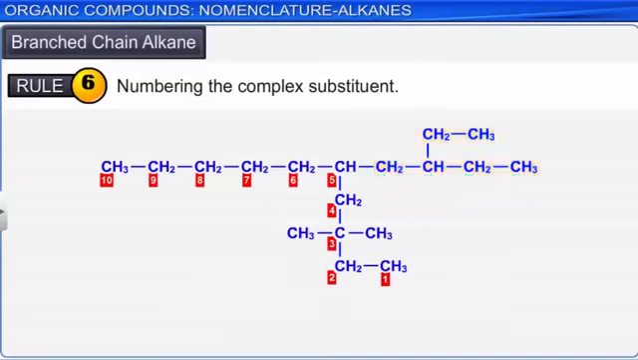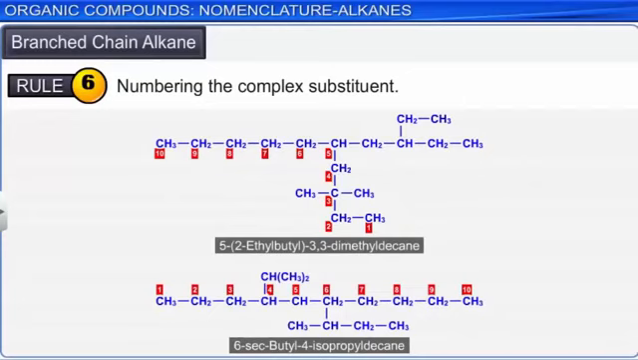The use of prefixes such as iso, secondary, tertiary for naming the substituents, that is, the alkyl groups, is allowed in the IUPAC nomenclature, but such alkyl groups should not be further substituted.